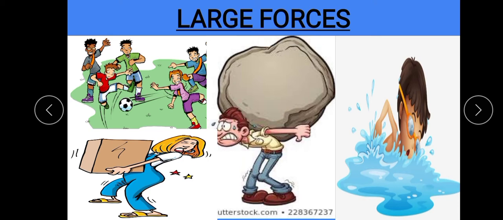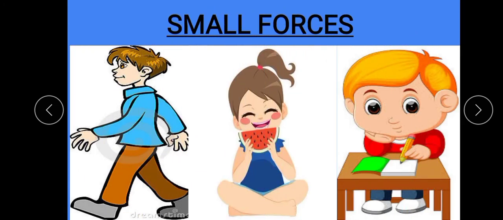Student, you have to remember one thing: to perform these activities is applying large force and more strength. Now students, small force. Student, what is a small force? Yes, student, first of all, I explain some activities in day-to-day life that require less energy and can be easily performed. Student, you don't need to apply large force.